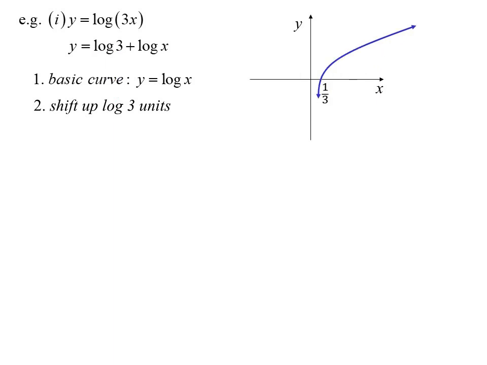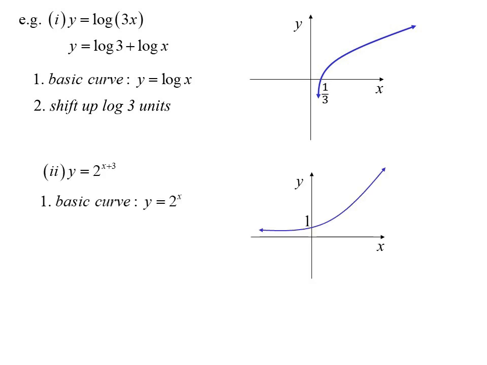I suppose the other way I could have thought of that one is because I've multiplied the x by 3, I could think of, I've dilated the original curve by a factor of a third, so that x-intercept of 1 gets pushed into 1/3. Our exponential, 2 to the power of x plus 3. We've got y equals 2 to the power of x is the basic curve, and in this case we've shifted it left 3 units, and there it is. It would now have a y-intercept of 8.